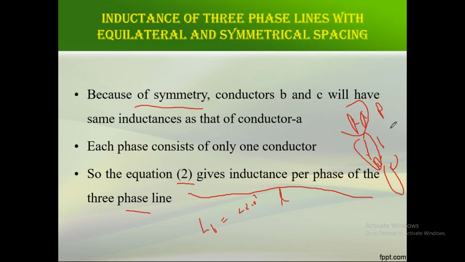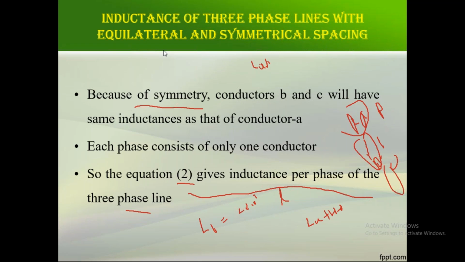So that is LA. So we have to calculate LB and LC. After that we have to add the 3. But in adding the 3, we can't just add like this. Why? Because these are connected in parallel. So how can we calculate here? By calculating the average value, LA plus LB plus LC by 3. After that only you can calculate it. Why? Because these conductors are connected in parallel.